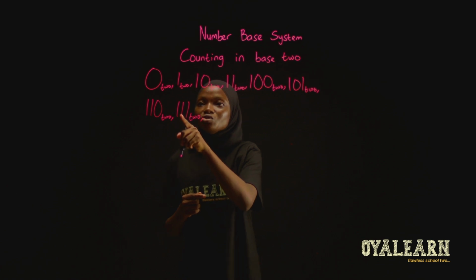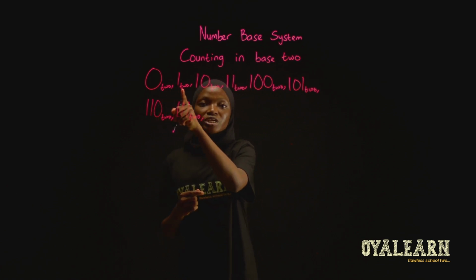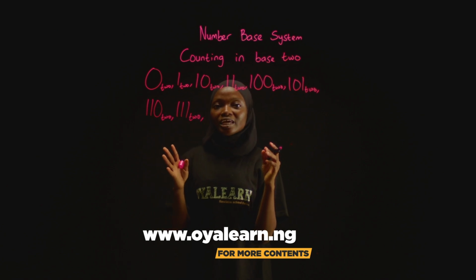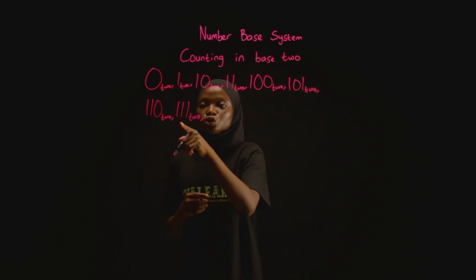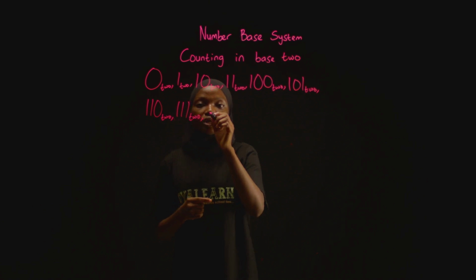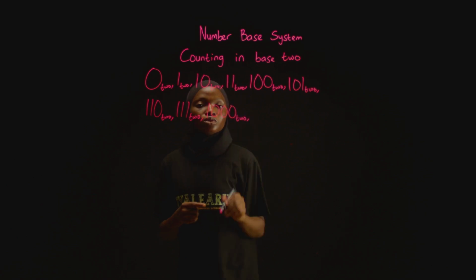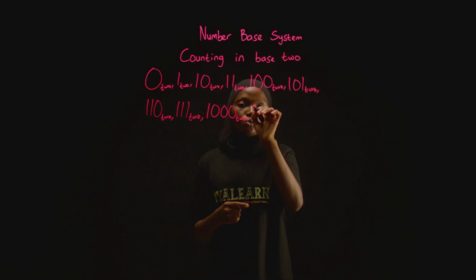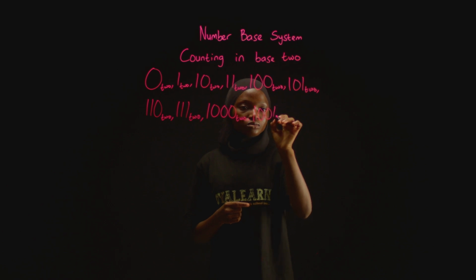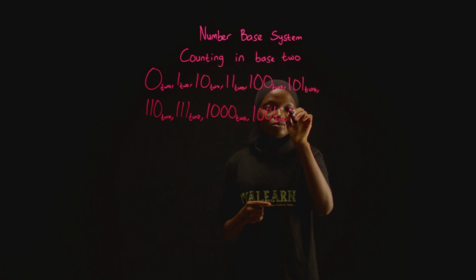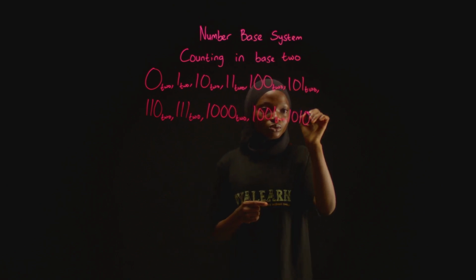For the second digit, we've exhausted all the digits we can possibly use to combine numbers in the base 2 counting system. So we move on to 4-digit numbers. 1000, base 2. We start with the last digit. 1001, base 2. Okay. The next one, we have 1010, base 2.